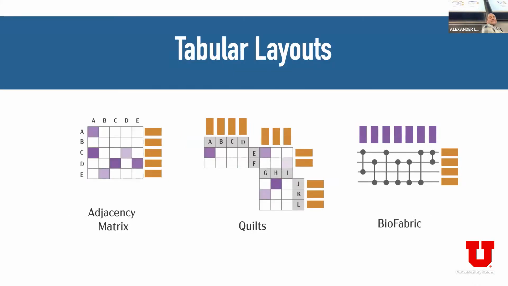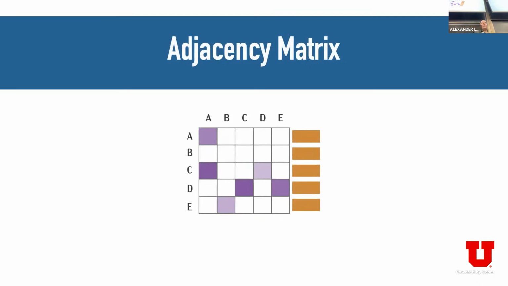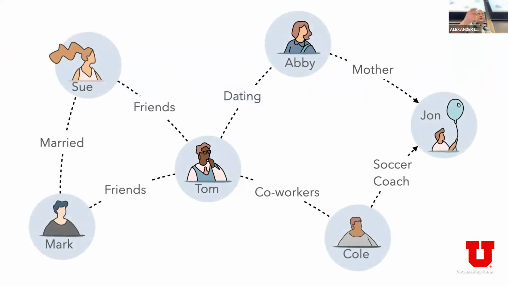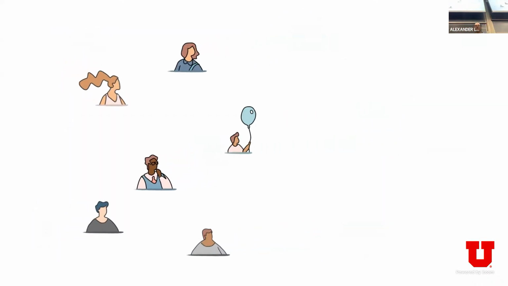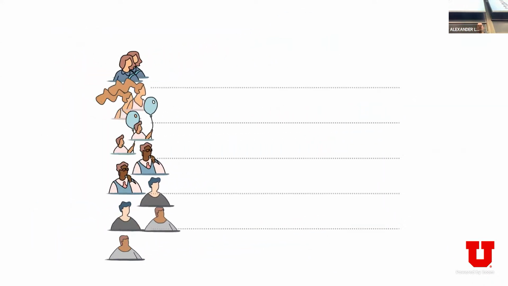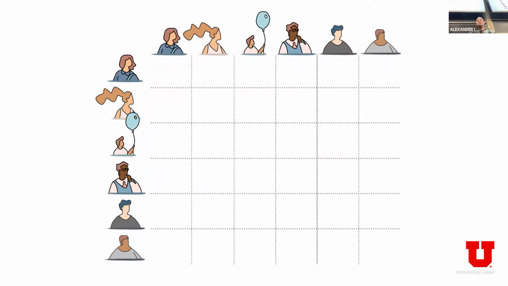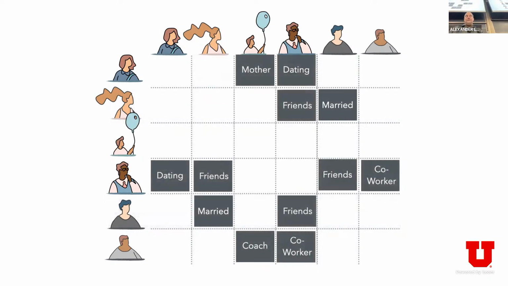Okay, so for tabular layouts, we have talked about adjacency matrices already, but there are two other types of tabular layouts that we haven't talked about. And we haven't talked about adjacency matrices in the context of attributes. A little bit we talked about edge attributes, but let's look at them in more detail. The way adjacency matrices work, as I said earlier, is we have the same nodes in the rows and in the columns, and then we fill in the cells here with the edge information. And so we construct this one by one in this example here, and then we have our network here.